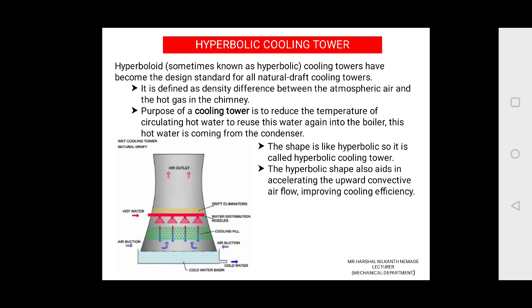Hyperbolic cooling tower. Hyperbolic, sometimes known as hyperboloid, cooling towers have become the design standard for all the natural draft cooling towers. It is defined by the density difference between atmospheric air and the hot gases in the chimney. The purpose of a cooling tower is to reduce the temperature of circulating hot water to reuse this water again in the boiler. This hot water is coming from the condenser.